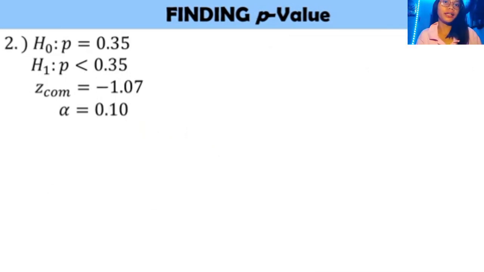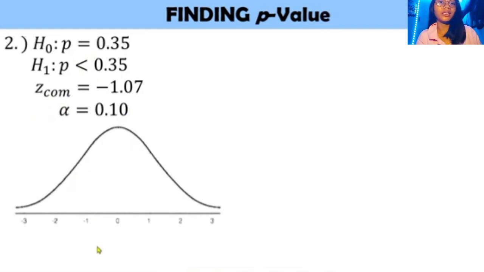Now let's find the p-value of example number 2. Here are the solutions step by step. For step 1, state the hypothesis. The first step in hypothesis testing is to set the hypothesis. Here the null hypothesis is p equals 0.35 and the alternative hypothesis is p less than 0.35. Step 2, use the provided test statistic. In this case, the computed z-value, z-com, is given as negative 1.07.